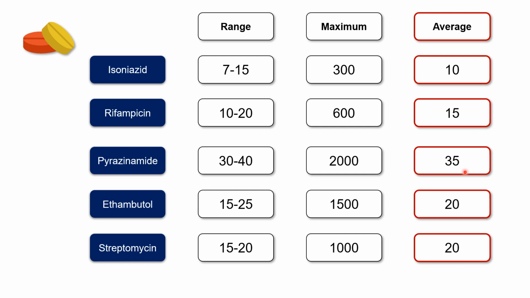10, 15, 35, 20, 20. That means 10 milligram per kg per day of isoniazid, 15 milligram per kg per day of rifampicin, 35 milligram per kg per day of pyrazinamide, 20 for ethambutol and 20 for streptomycin. So this is the average dose range of the first line drugs.